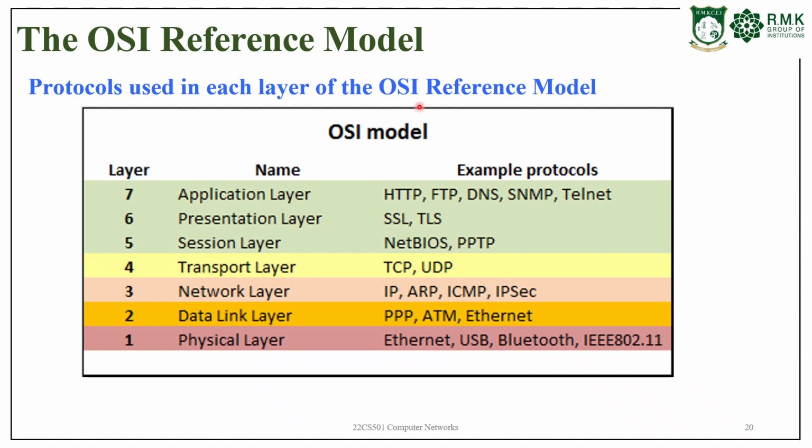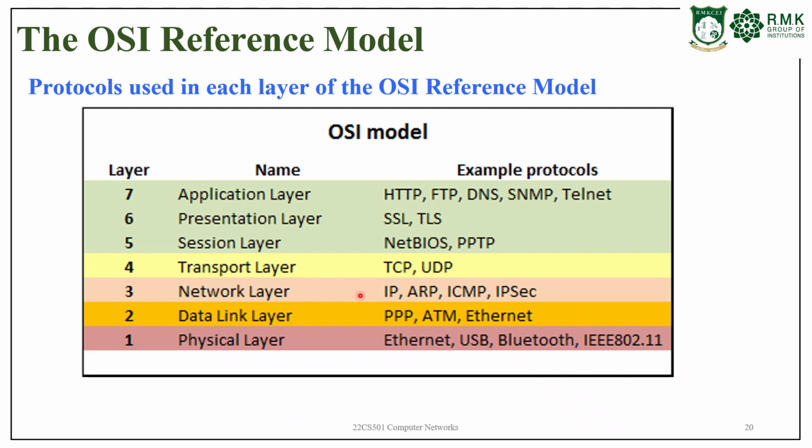These are the protocols, an overview of the protocols used in the OSI reference model. In the physical layer, you have Ethernet, USB, Bluetooth, and IEEE 802.11, which stands for wireless networks. Ethernet is a wired communication. The data link layer has PPP, Ethernet, and ATM. PPP is point-to-point protocol. ATM is asynchronous transfer mode.